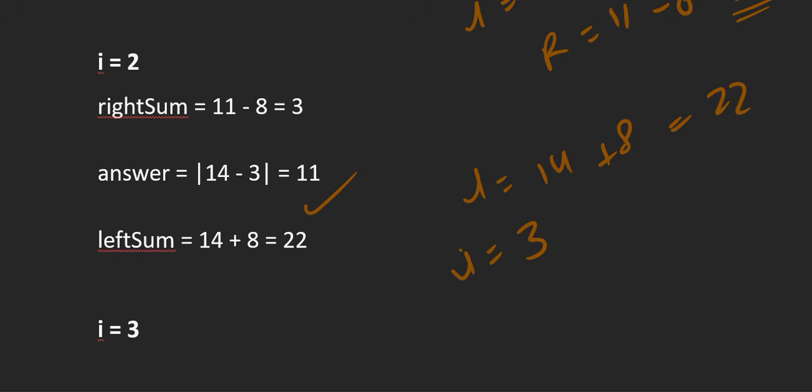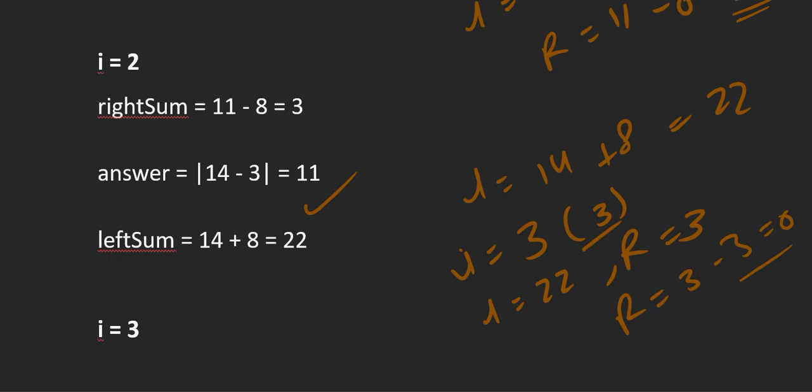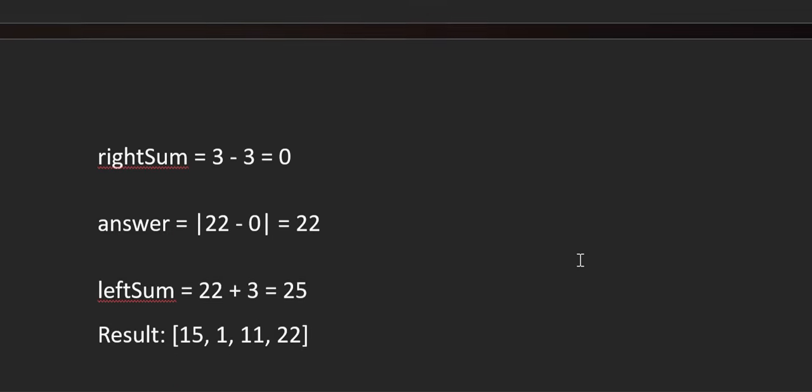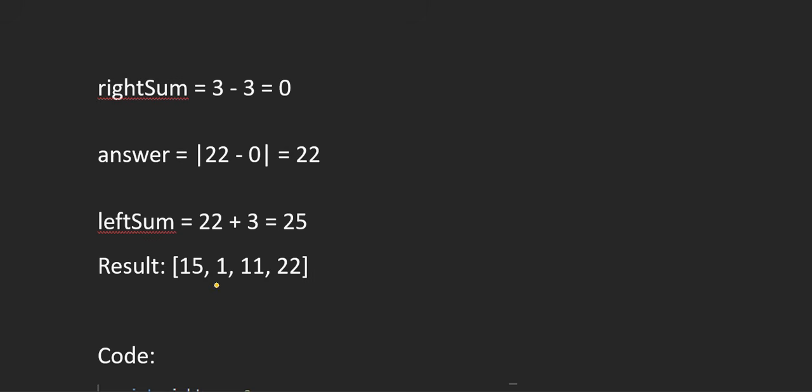And then we go to i is equal to 3, right? At i is equal to 3, left is equal to 22 and right is equal to 3. So we do right is equal to 3 minus current element, that is 3, which is 0, right? And left is equal to 22. So 22 minus 0 is 22, and then we update our left, 22 plus 3, that is 25, right? So we have processed all the elements, and then we get the result array. So this is the dry run.